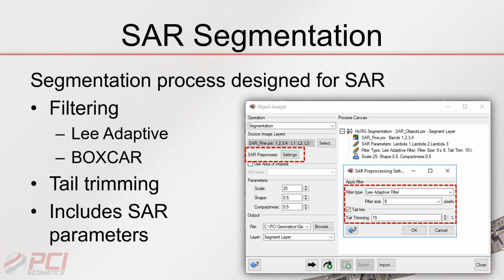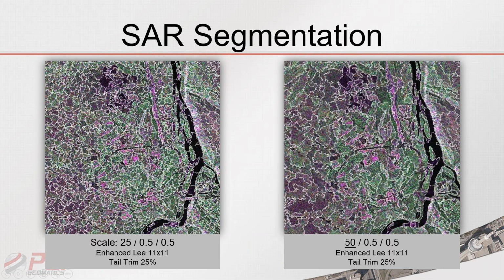This will work directly off, for example, a raw RadarSat-2 image or a TerraSAR image. And you can see here the quality of the segmentation. This is just an example of a RadarSat-2 quad pole data set over Alberta with some forestry areas and some river features, and all that we've changed here is the scale parameter, but the shape and compactness values are the same, and the filtering is the same, the tail trimming is the same.